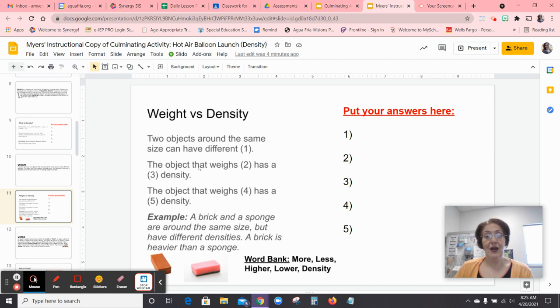2 objects around the same size can have different blanks. The object that weighs blank has a blank density. The object that weighs blank has a blank density. For example, and put your answers right here. All right, let's go to the next slide. Remember, you can always pause the slides. You can always pause the Screencastify, rewind it, go back. So this is at your pace.